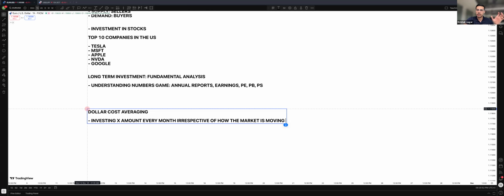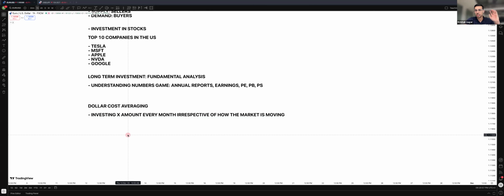This is one way of investing, which is dollar cost averaging. And this is only for long term, folks. Keep in mind, this is only for long term. This is not for short term trading.